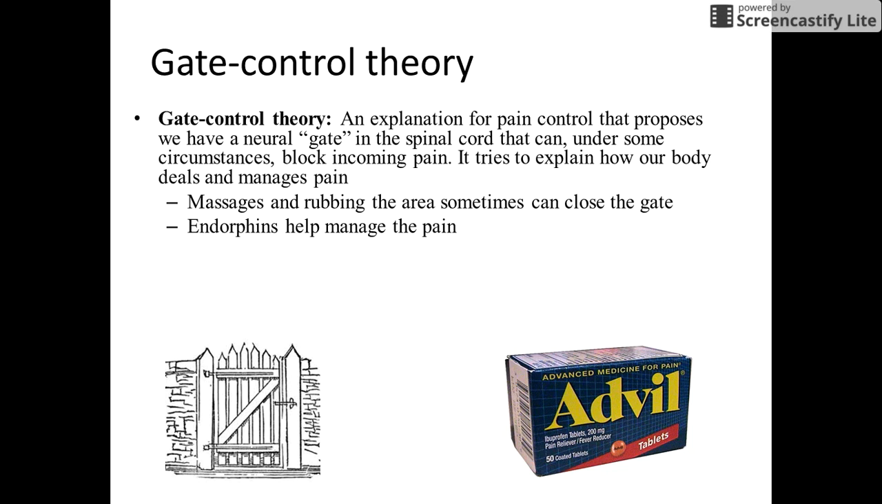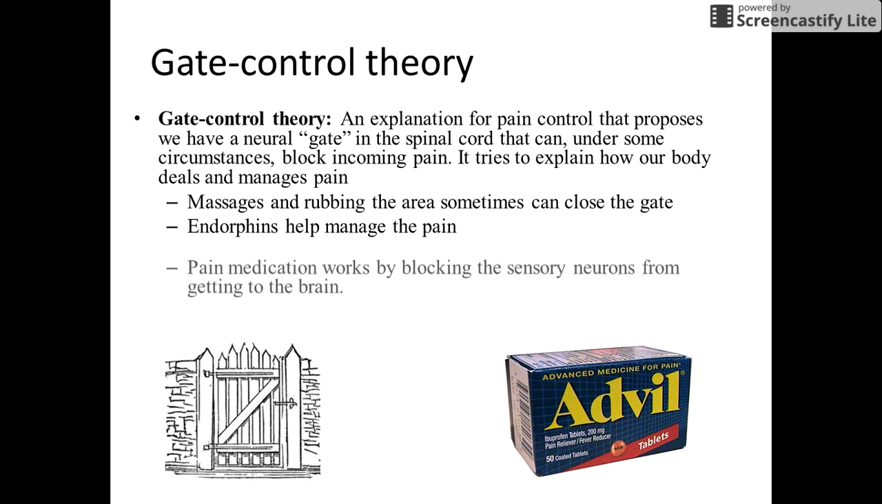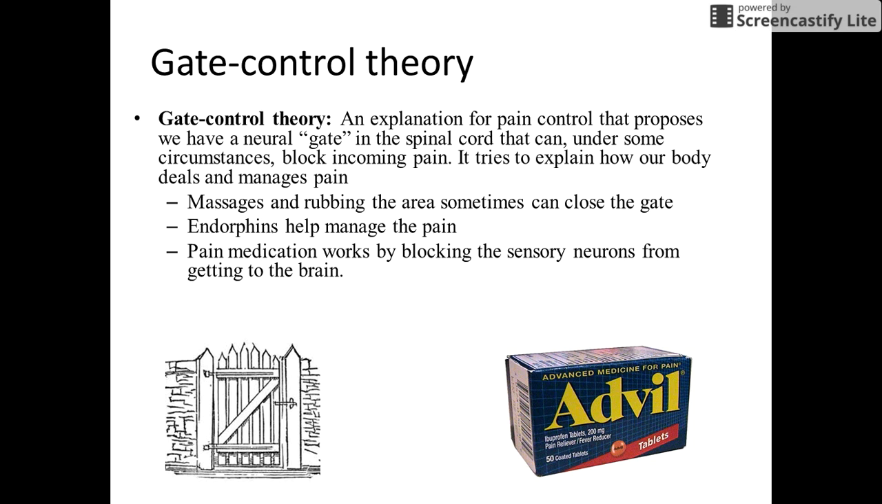Endorphins in this area also can help manage pain in your body. And pain medications sometimes can work to block the sensory neurons from going up your spinal cord to reach the brain. So these are different biological ways your body is managing pain. Ronald Melzack and Patrick Wall really researched this theory.